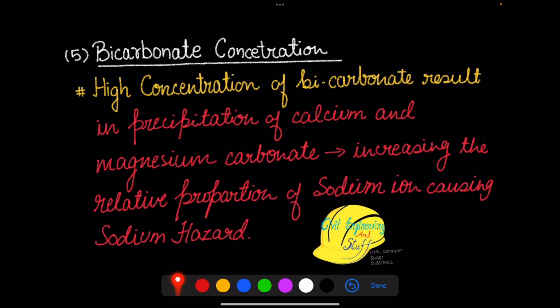Next point is the bicarbonate concentration, and basically if we have a high concentration of bicarbonate, this will result in the precipitation of calcium and magnesium carbonate, and this will increase the overall proportion of sodium ions, causing the sodium hazard, like what we have discussed in the SAR.